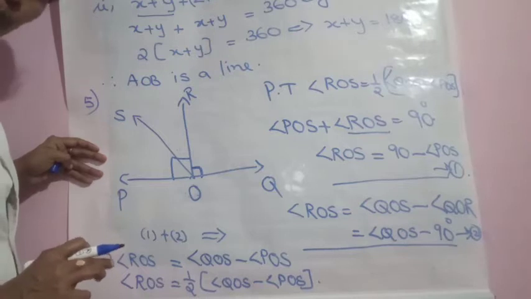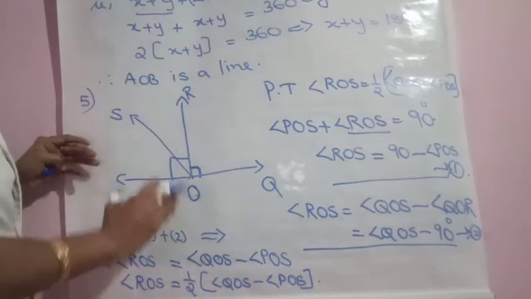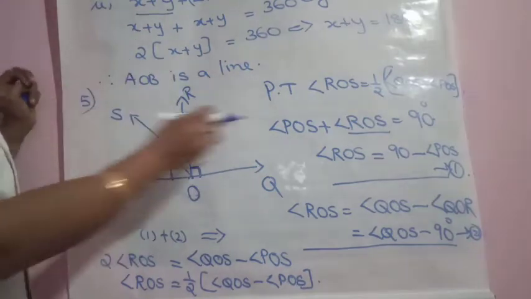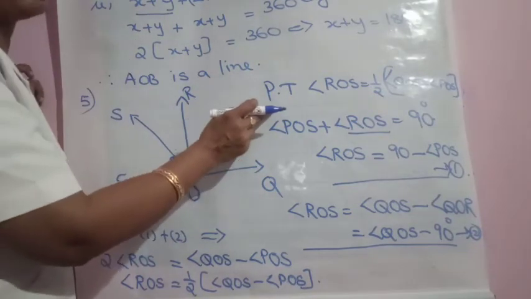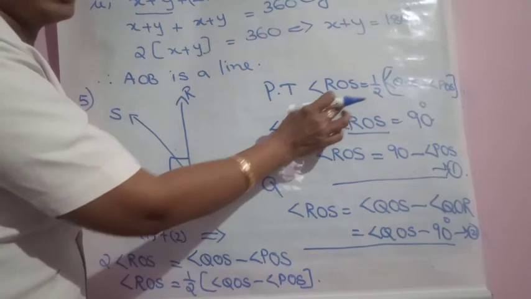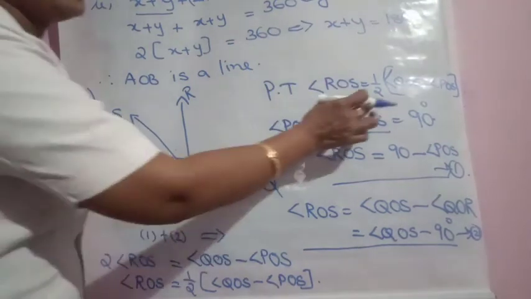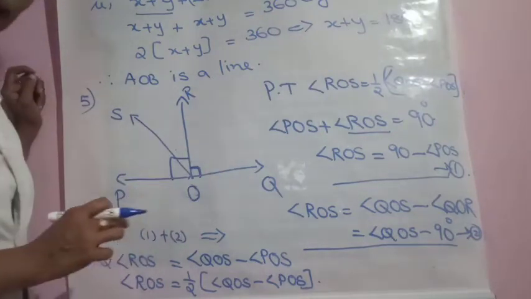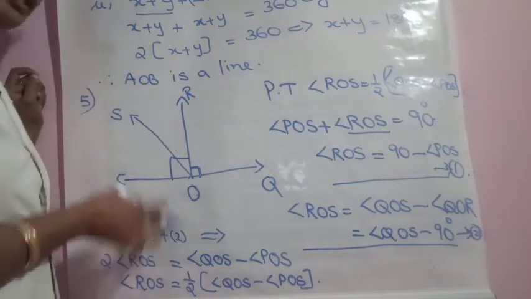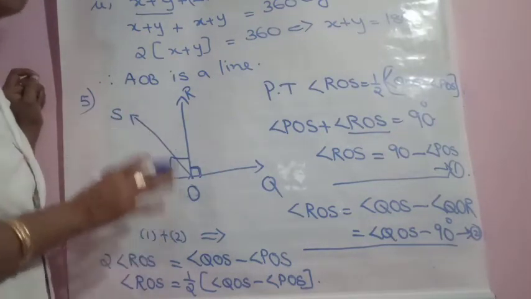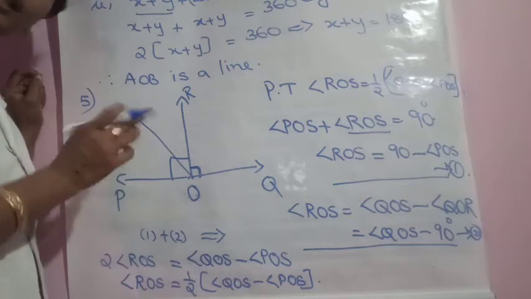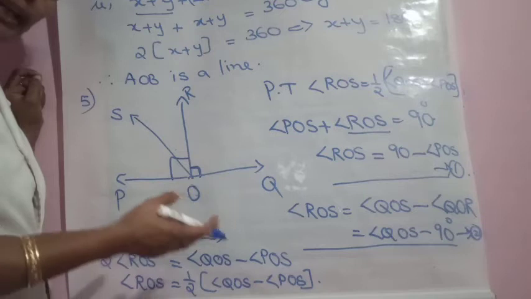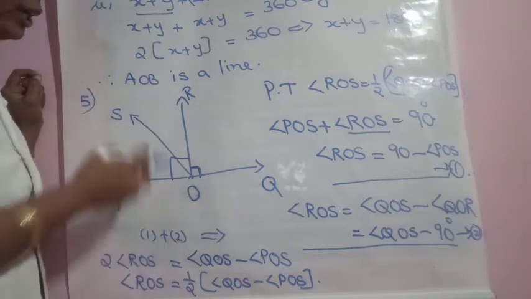Any doubt? Is it clear? OR perpendicular means both sides we have 90 degrees, 90 degrees. Then what do we have to show? We have to show that angle ROS is equal to half of, in brackets, QOS minus POS. There are so many methods to reach the same result. The teacher already told you, if you know easy methods, you can follow. By doing and getting practice, you will get easy methods. So let us do.